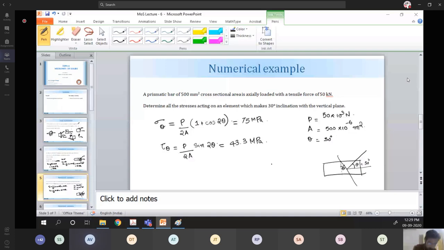And then finally you can find the complementary stress as well as the shear stress. So sigma theta dash will be, I'm just writing the values here, 25 MPa. Tau theta dash will be nothing but the magnitude same as tau theta, so it is minus tau theta.